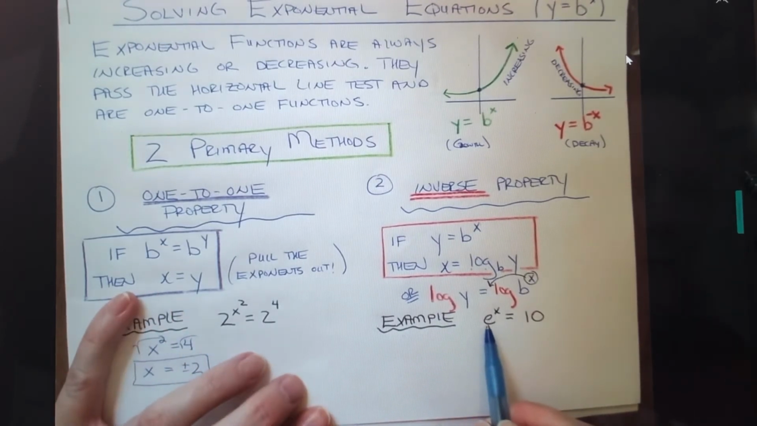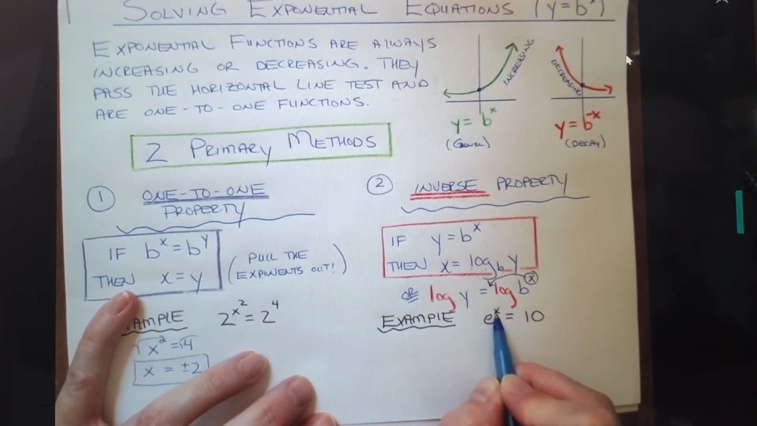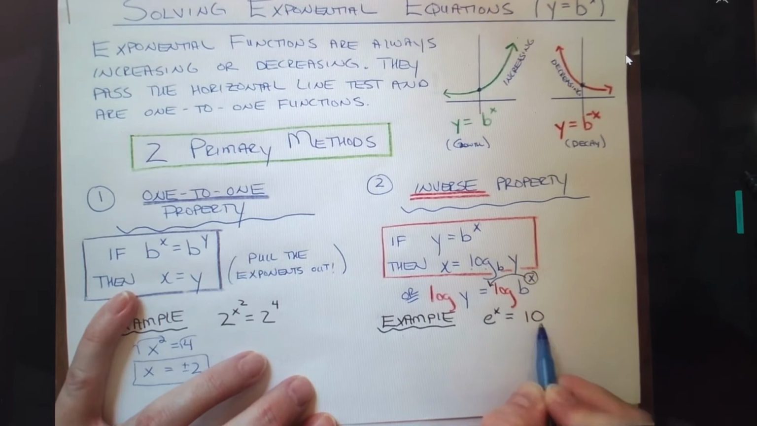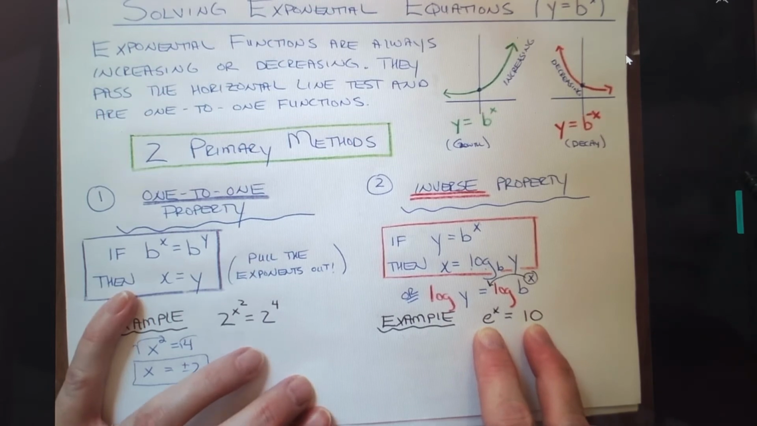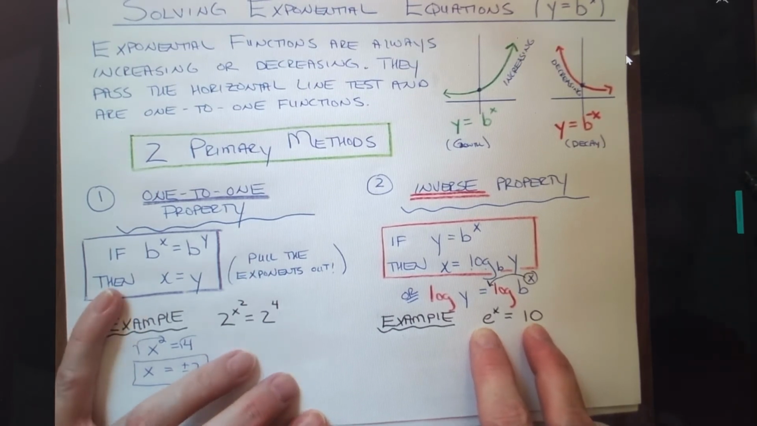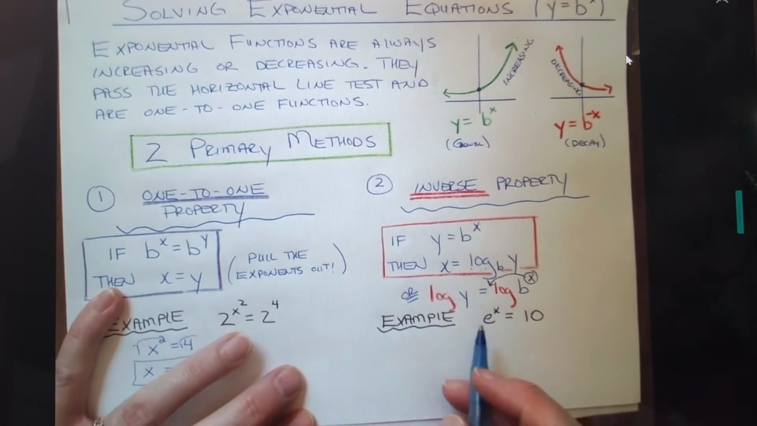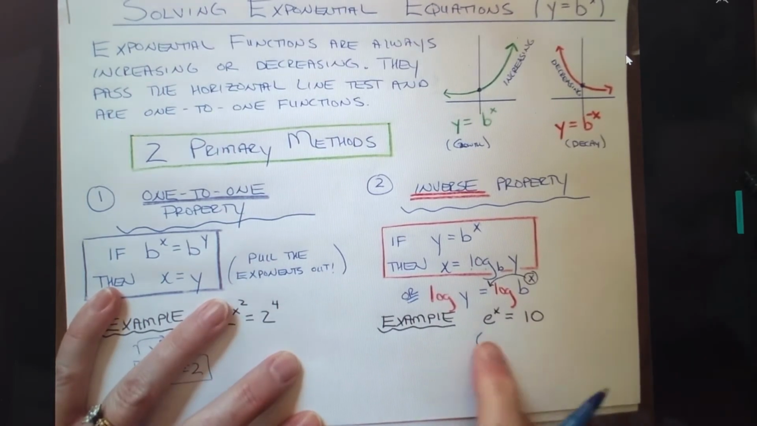So if I was given e to the x equals 10 and I was asked to solve for that, again, my x is up in the exponent position, so this is an exponential equation. This is not 1-to-1. e and 10 are not the same. I can't do anything to make them be the same. So I'm going to do this the inverse property, or what I call the long way, by turning it into a log. So first, how about we backwards map it?